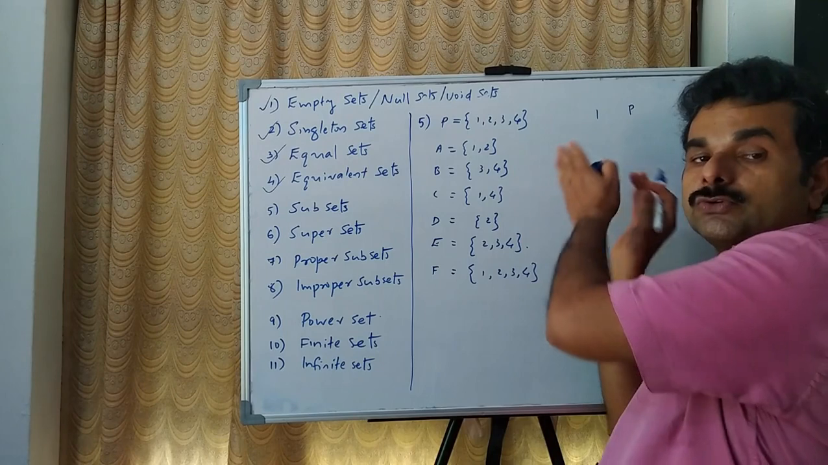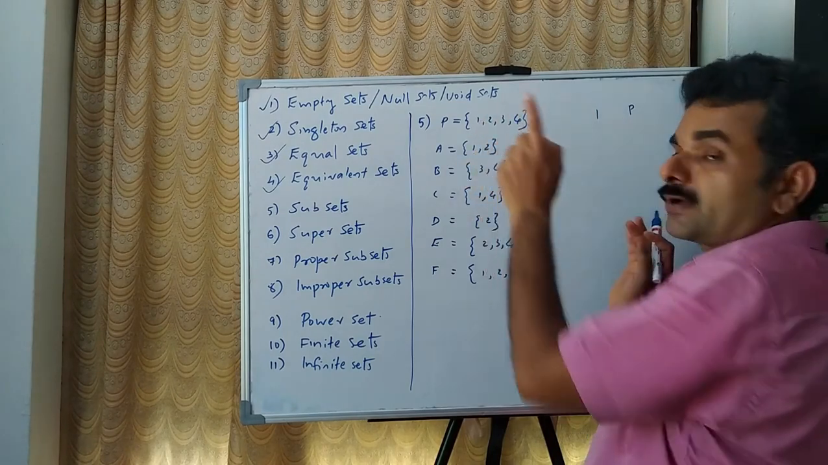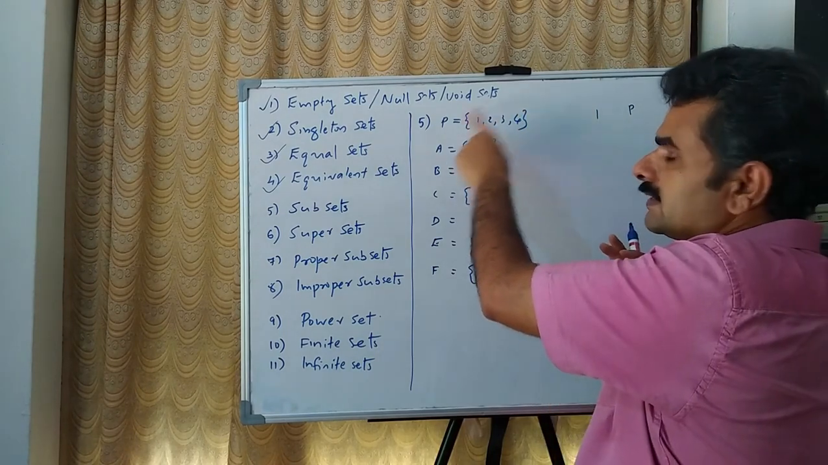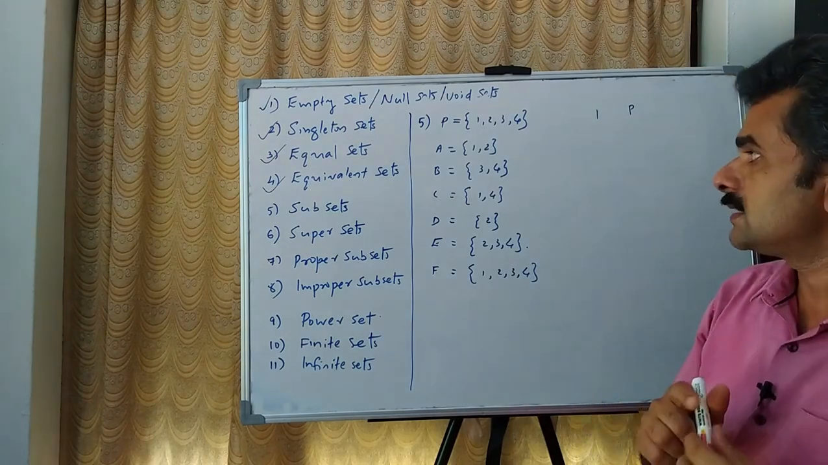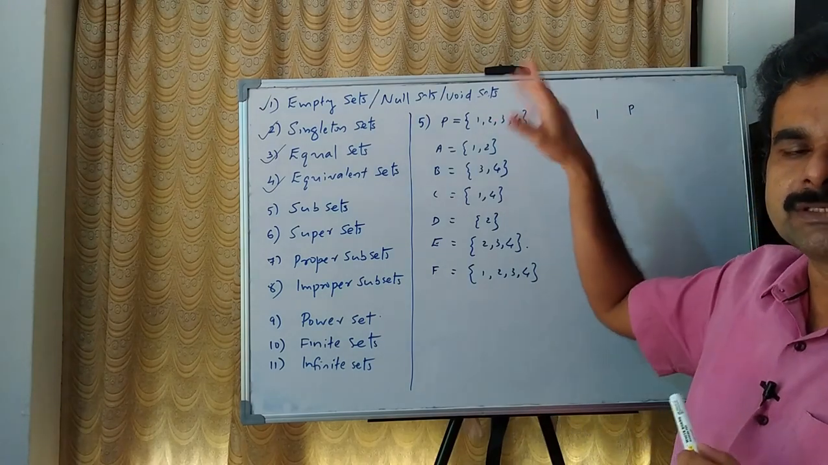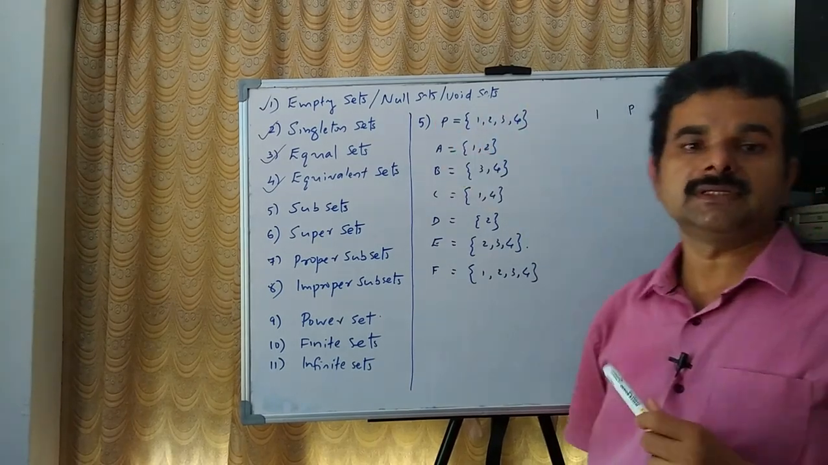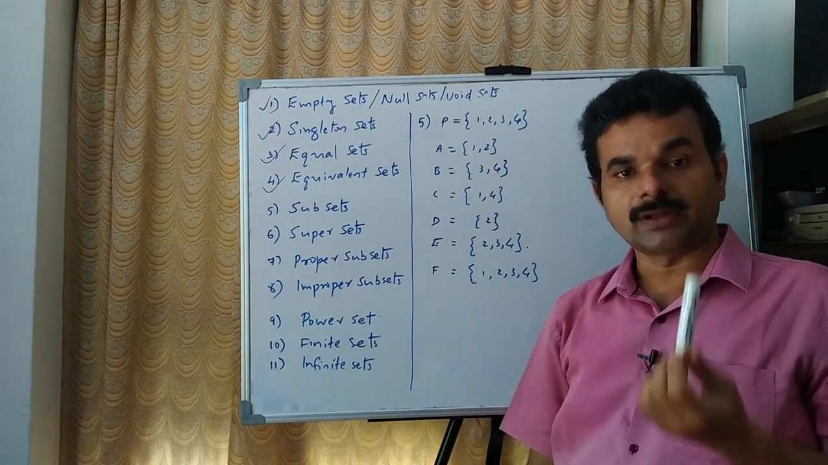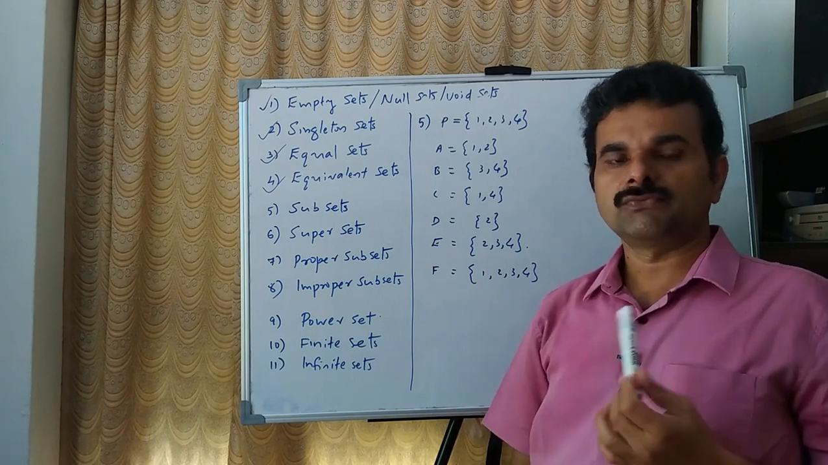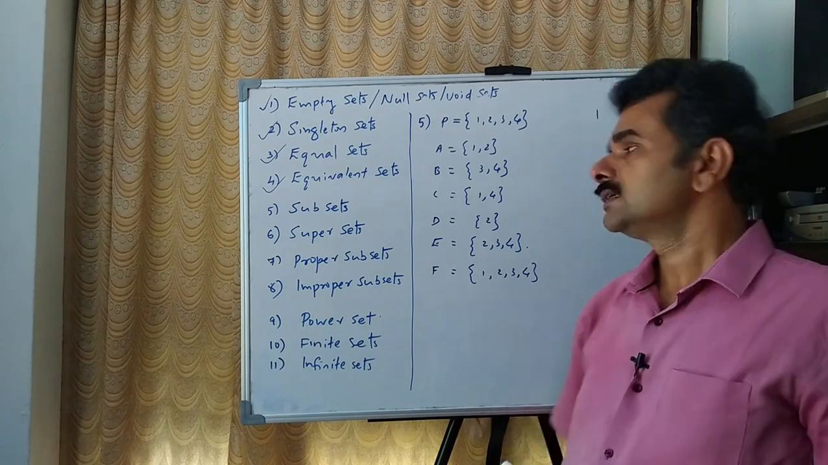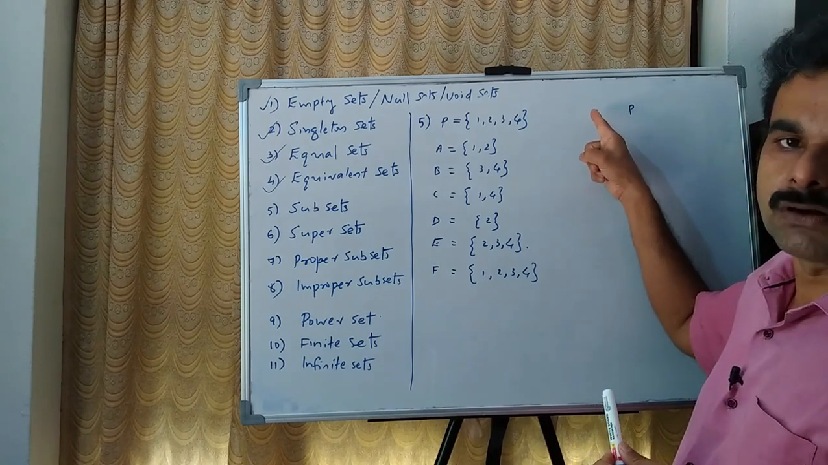Then here the element 1 is belonging to the set P. You can see the element 1 in set P, isn't it? You can see the number 2 in P, which means 1 is a member of the set P. 2 is another member or another element of set P. 4 is another element of the set P.